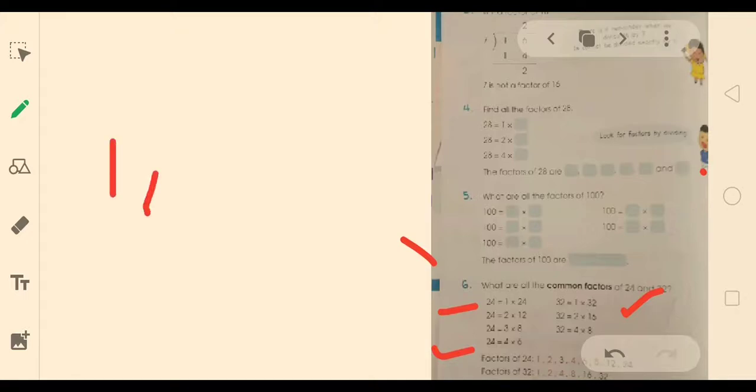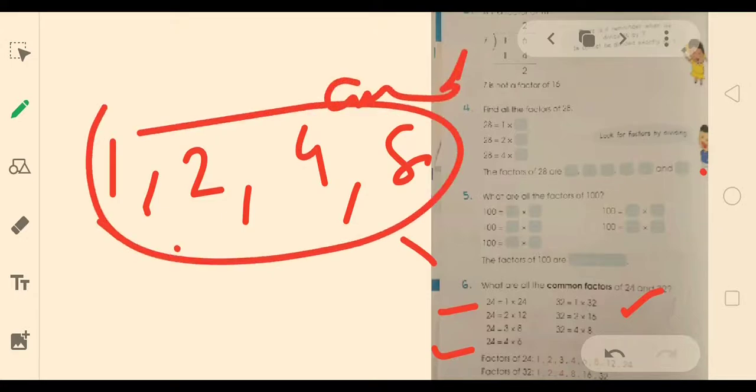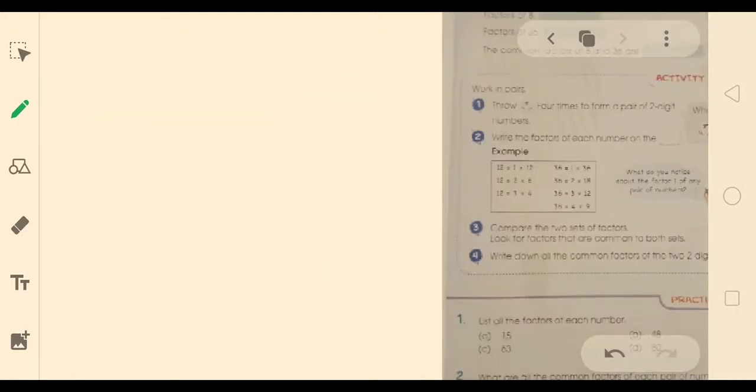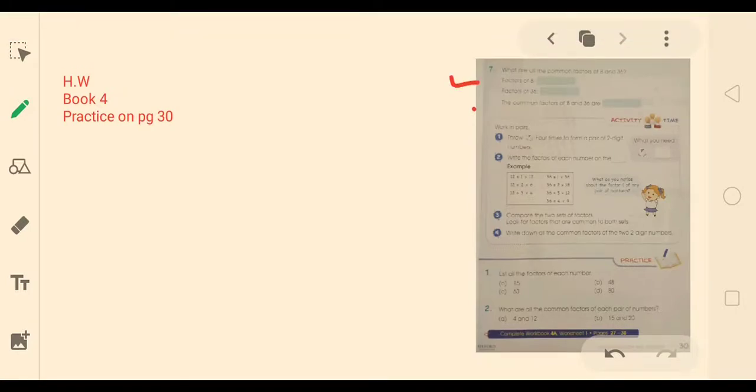That is 1, 2, 4, 8. It means 1, 2, 4 and 8 are the common factors. Is it clear? Are you able to do question number 7? What are all the common factors, on the next page? Here, what are all the common factors of 8 and 36?